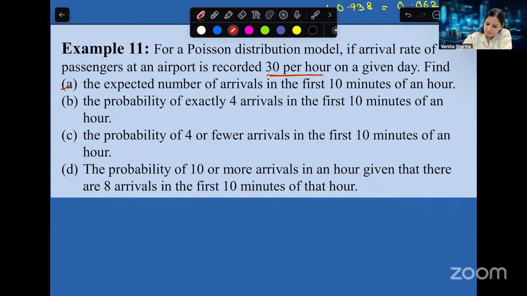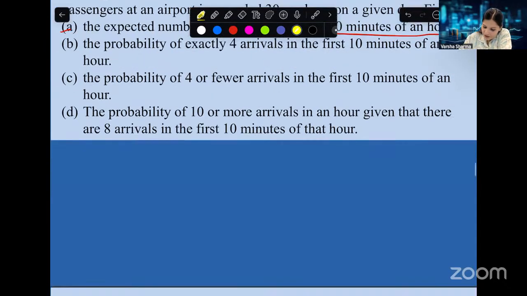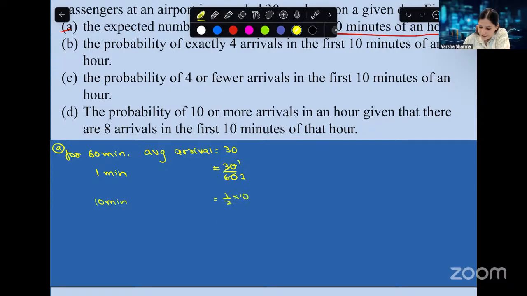Yes. Part A, expected number of arrivals, that is the mean, for the first 10 minutes. So we have to find it for only 10 minutes. We know for 60 minutes, average arrival is 30. For 1 minute, it's going to be 30 by 60, half. We want it for 10 minutes, half into 10, that is 5. So the expected number will be 5. That is lambda. So for 10 minutes, my average is 5. My lambda will be 5.